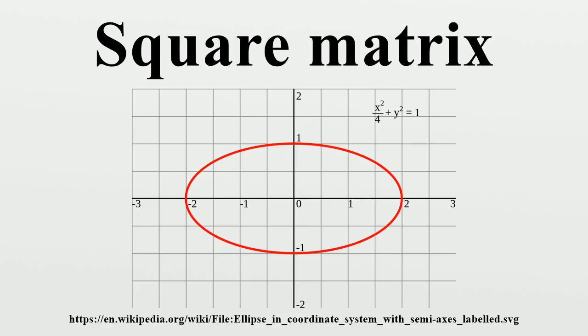Special kinds. Diagonal or triangular matrix. If all entries outside the main diagonal are 0, A is called a diagonal matrix. If only all entries above the main diagonal are 0, A is called a lower triangular matrix.